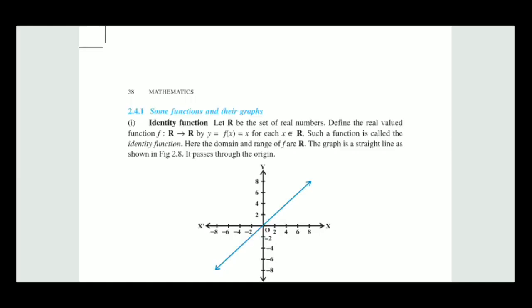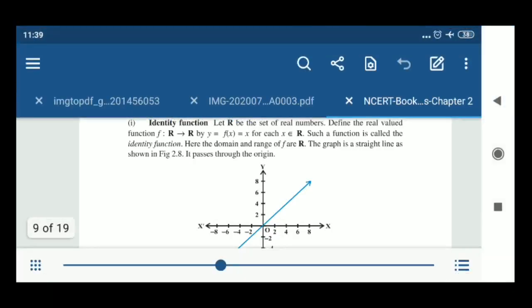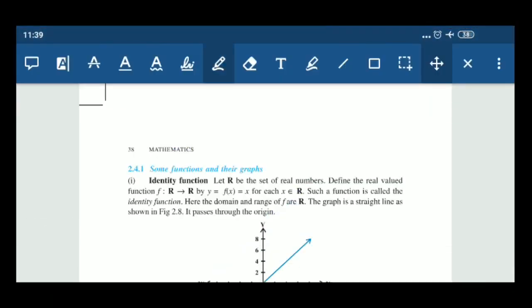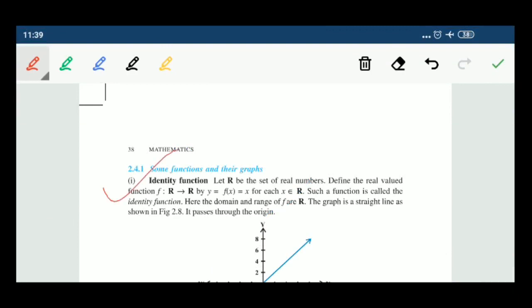Now students, you will see here different types of functions and their graphs. First is the identity function. Which function is said to be an identity function? One whose domain and range are equal. You can see.